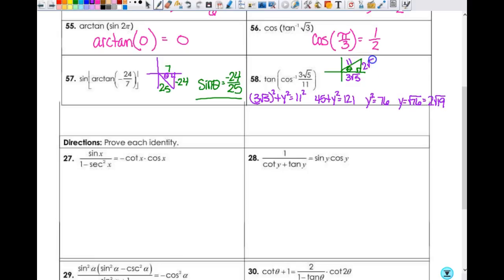Okay, so this is 2 square root of 19. So tangent then, tangent of theta is opposite, which is 2 square root of 19, over adjacent, which is 3 square root of 5. Then I have to rationalize. So I'm going to multiply this by the square root of 5 over the square root of 5. And in the end, I get that the tangent of theta equals 2 times the square root of 95 over 15. That's my answer. Okay, it's a weird one because the 19 made it weird, but it works.